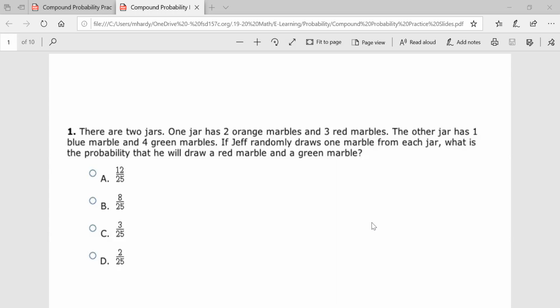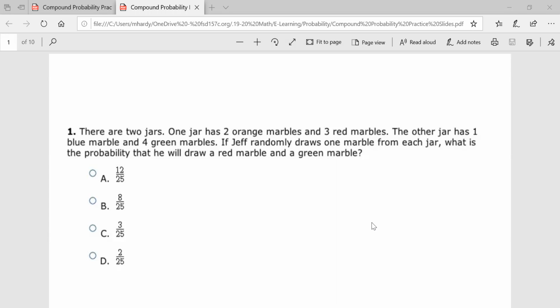Just going to walk you through some practice problems on compound probability. Compound probability being that there is more than one event taking place. Simple probability would just be the one event. So each of these problems are going to have more than one event taking place. And I'm going to show you a new way to write the event as well, maybe something you haven't seen yet. So let's get started.